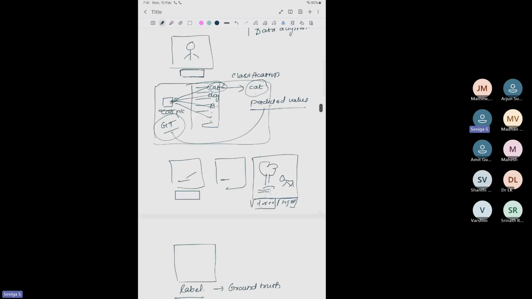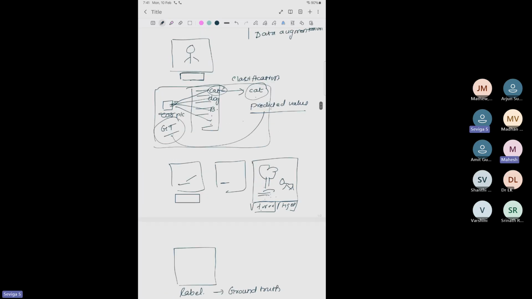No, no. To train the model, sir. Oh, so train the model. Yes. Okay. Got it. Yeah. Got it.